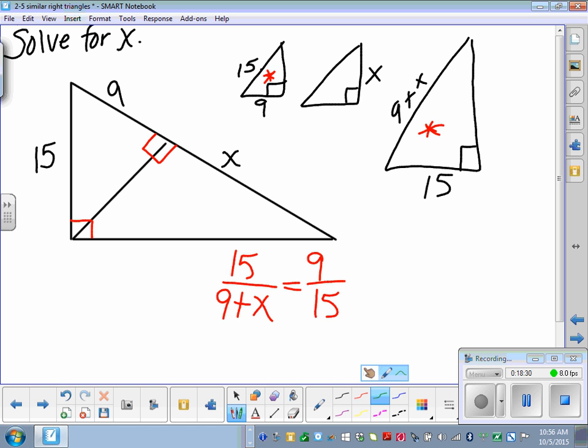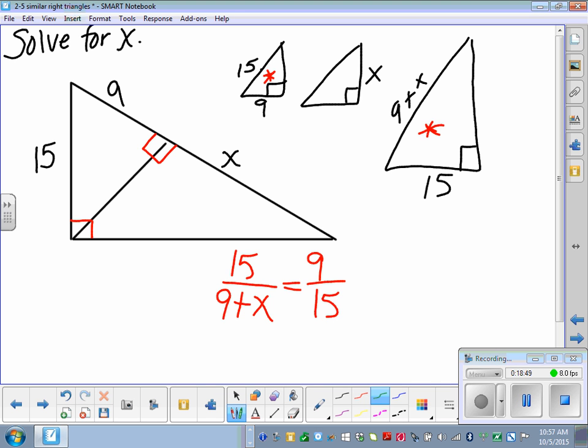Now to solve for x, we'll cross multiply and solve, right? Before I actually do that, are we all okay on how I did that? Let me say it again. Does everybody get how we got to these 3 triangles?